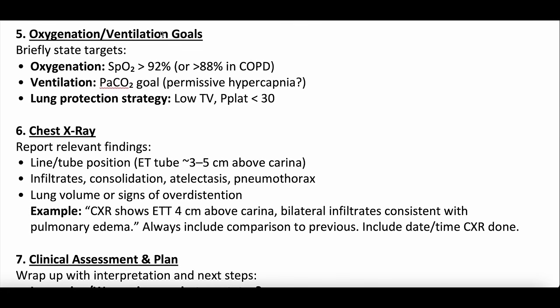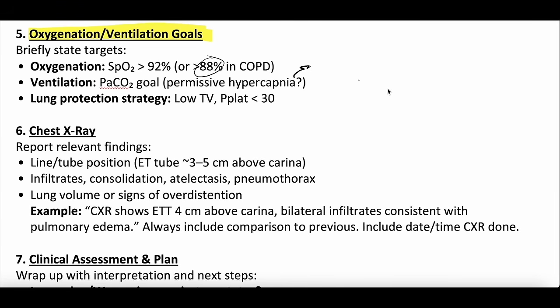This is oxygenation and ventilation goals, and this is not necessarily something you have to explicitly present because the team probably knows this, but depending on the clinical scenario, sometimes you do want to present this. You can briefly state targets. Sometimes you're doing things like permissive hypercapnia. Sometimes you're allowing some degree of lower oxygen saturation. Sometimes you're doing different lung protective strategies. So if you're going to present the goals, it's easy to do it after the arterial blood gas.